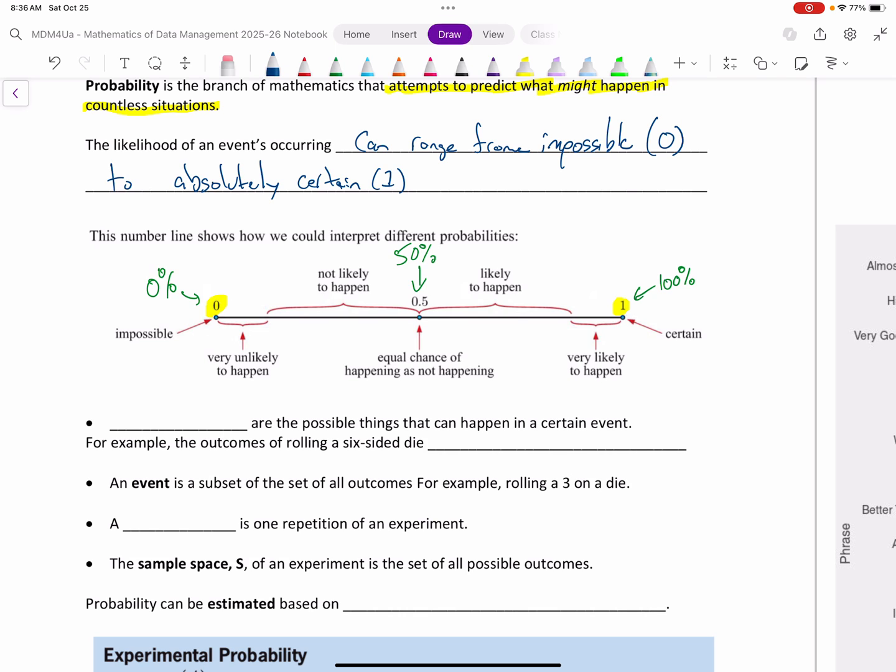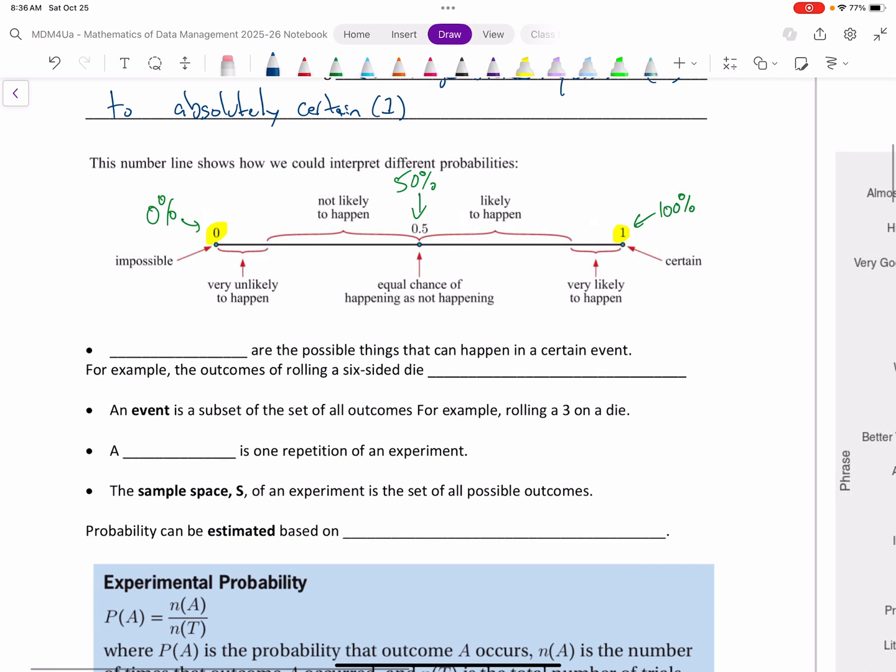And so there's a bunch of vocabulary we kind of need to have in common that we all know. So let's just go through some of that stuff. So the first one here is outcomes. So outcomes are the possible things that can happen in a certain event. So for example, if we take something really simple like rolling a 6-sided die, we could say, let's say it's event A, and we'll use set notation like we did previously with Venn diagrams.